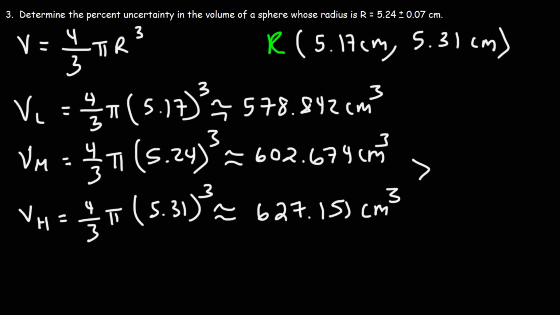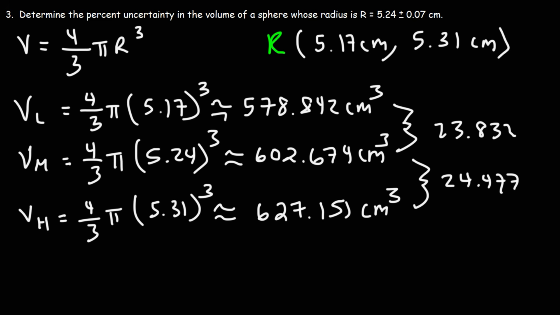So now let's take the difference between the highest value and the measured value. If we subtract 627.151 minus 602.674, we're going to get 24.477. Now, if we subtract 602.674 by the lower number, 578.842, that's going to give us 23.832. Now, here's a question for you.